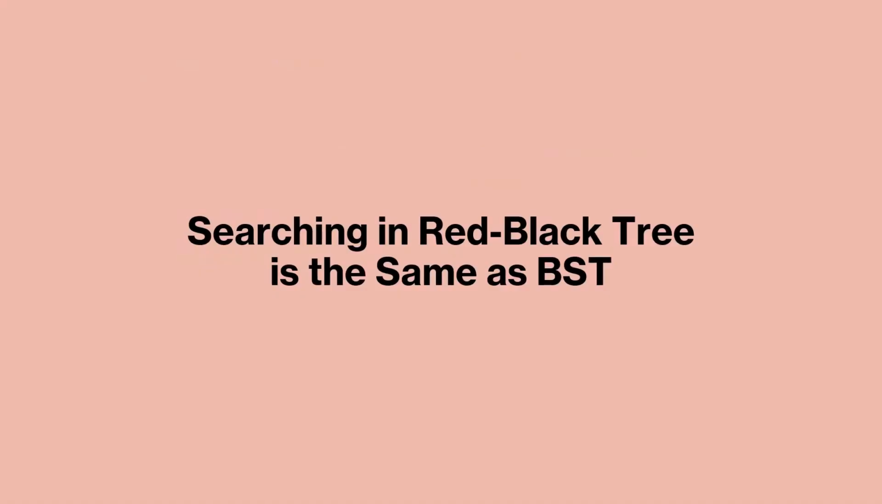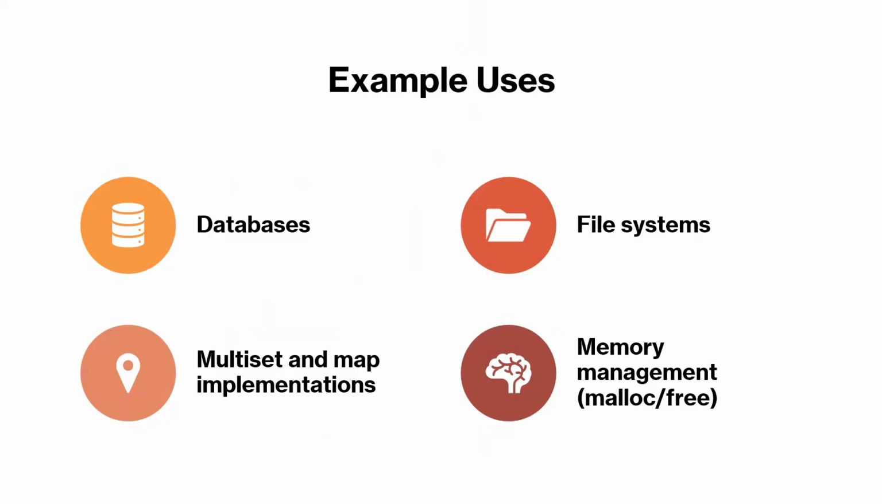Searching in a red-black tree is the same as searching in a BST. Example uses are databases, file systems, behind the scenes of map implementations, and memory management as well. We are going to go through an example of a map using a red-black tree as the background.